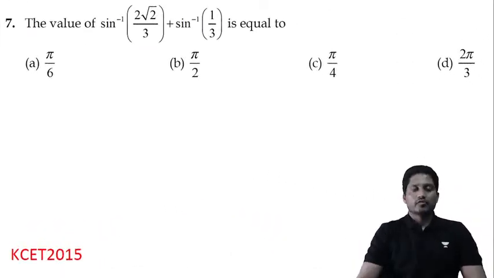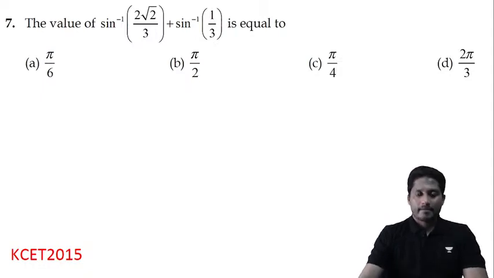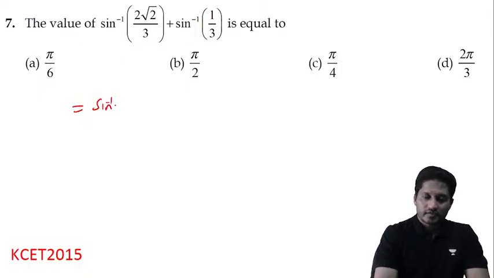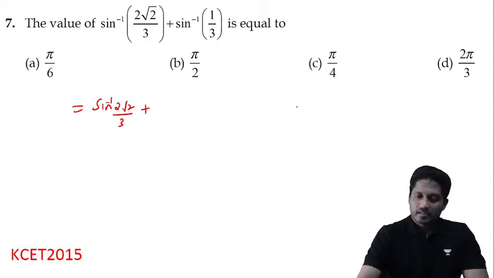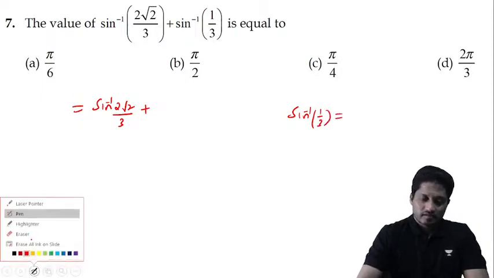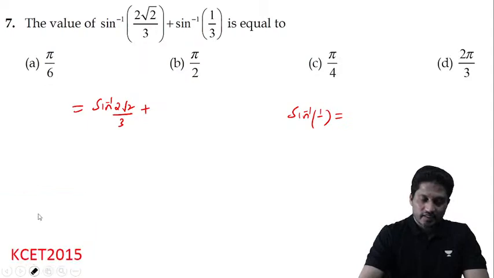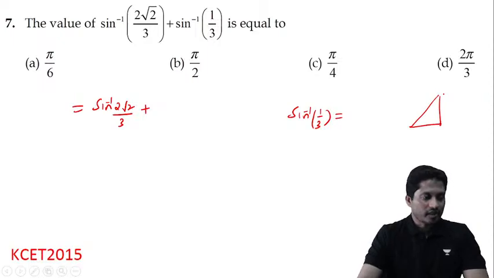Value of sine inverse of 2 by 3 plus sine inverse of 1 by 3. Okay, so I'm going to take a triangle. Sine inverse of 2 root 2 by 3, let us keep as it is, plus sine inverse of 1 by 3. Convert this to cos inverse. Okay, take a right angle triangle. Sine is opposite by hypotenuse, right? Opposite is 1, hypotenuse is 3. If I use Pythagoras theorem, this will be 2 root 2, root of 9 minus 1.